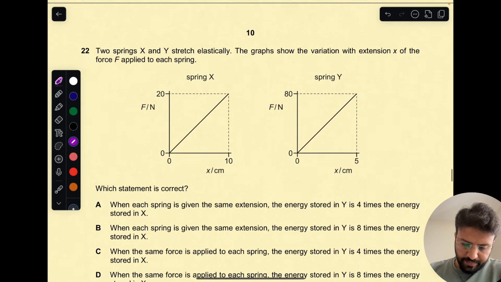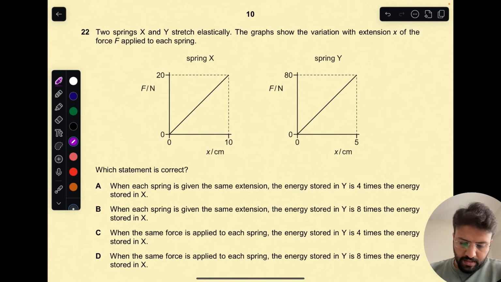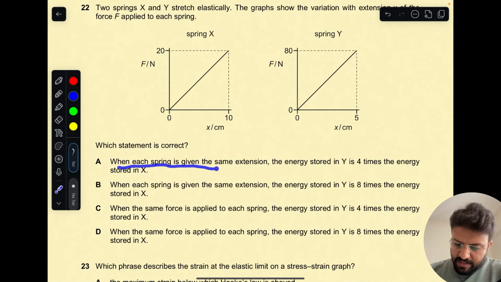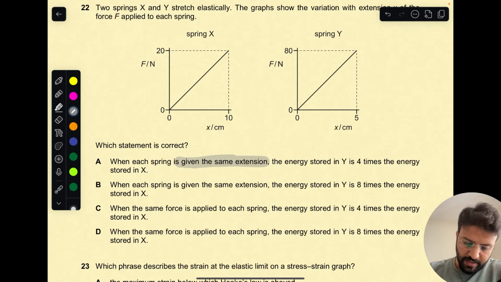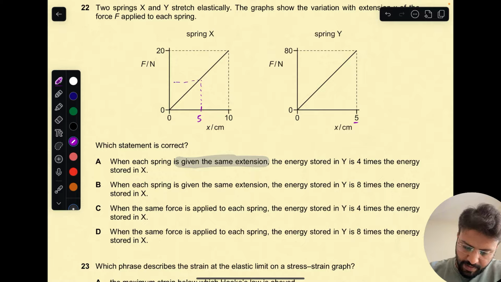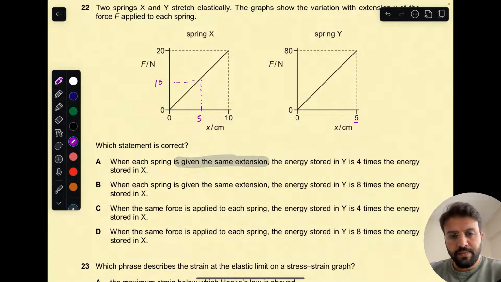In the next question, two springs X and Y stretch elastically. The graph shows the variation of force with extension. Which statement is correct? Okay. So when each spring is given the same extension, the energy stored in Y is 4 times the energy stored in X. So let's try this one first. Each spring is given the same extension. So this extension is 5. When this one also has extension 5, it will have a force of 10 Newton. When you halve the extension, the force will also be half of it.